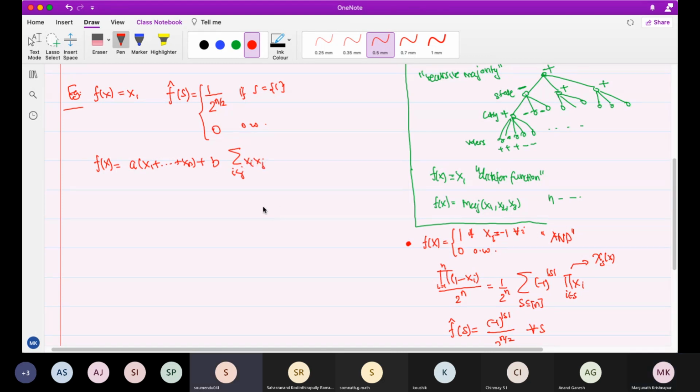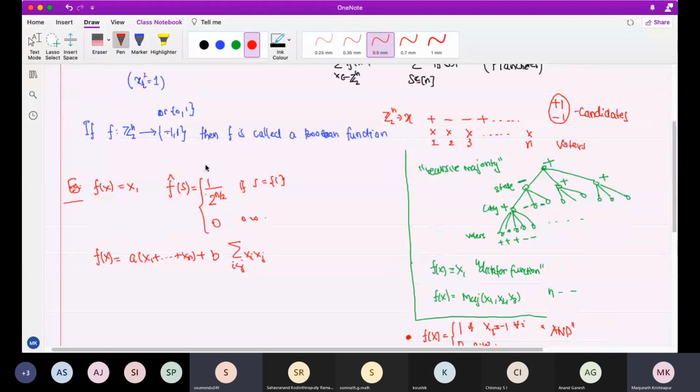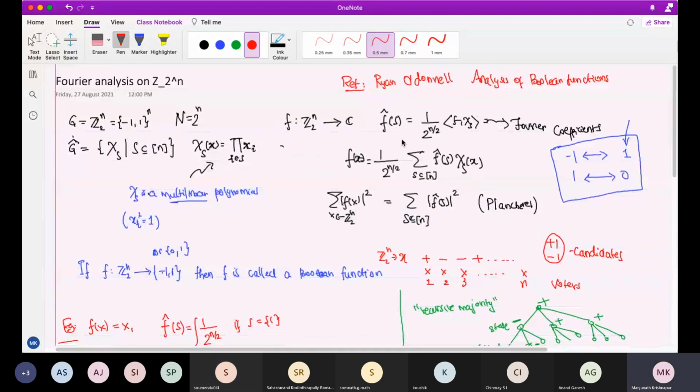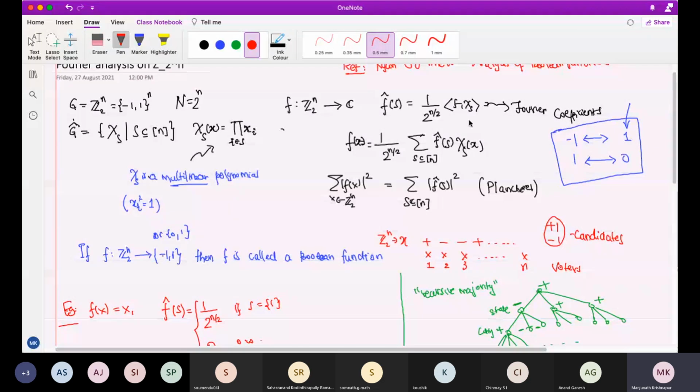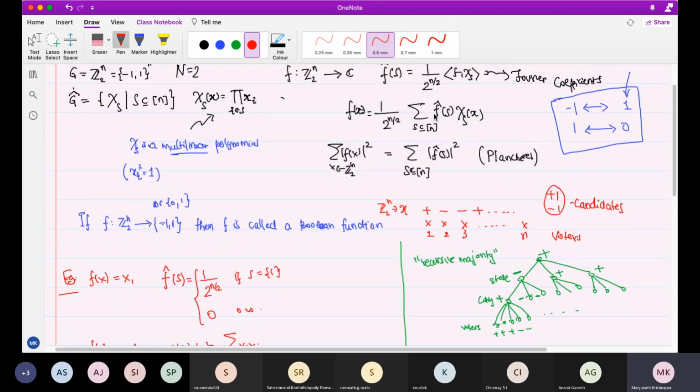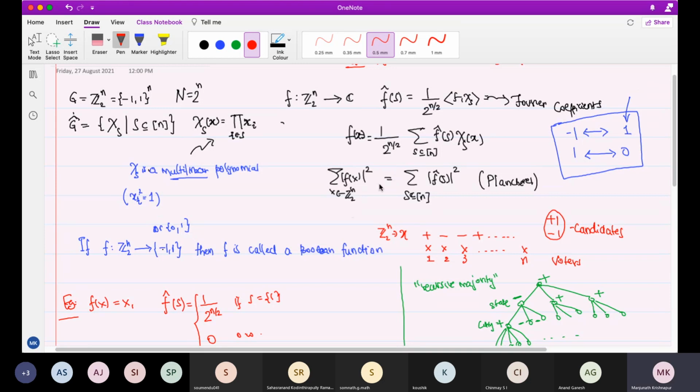Would it be 2 to the n by 2 if s is singleton? Oh, sorry. Yeah, f hat of s is the inner product of f with chi s divided by 2 to the n by 2. So I think it is 1 by 2 to the n by 2. Am I right, or is it 2 to the n by 2? What is the inner product of f with chi s? Okay, hold on. Yeah, you may be right.